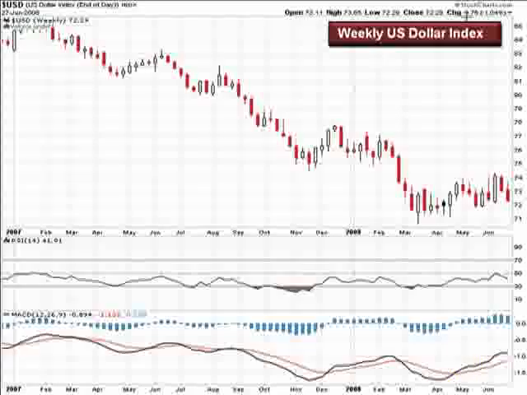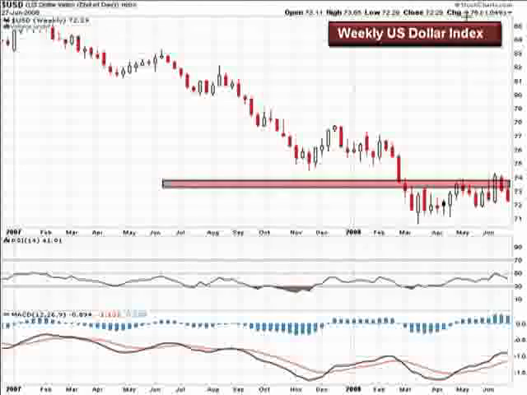As always, we're going to have a look at our weekly US dollar index. The US dollar index gives us a perspective on how the US dollar is performing against a basket of currencies. We suggested a couple of weeks ago that the US dollar may have the potential for moving higher into the 75 range based on a breakout of a previous pivot point.